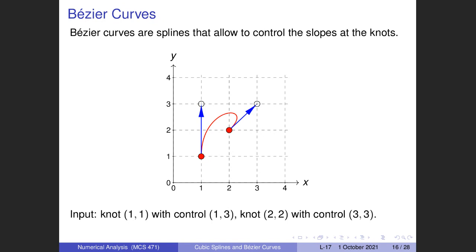So arrows, they have direction and they have a magnitude. So with the direction, you can indicate the slope, the direction of the slope. With the magnitude of the arrows, you can control how much the slope should go, how much you should go in a particular direction. So we will derive the formulas to draw this, to define this curve.